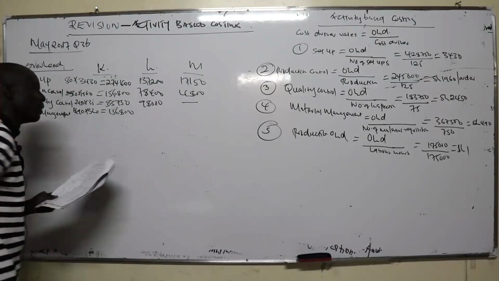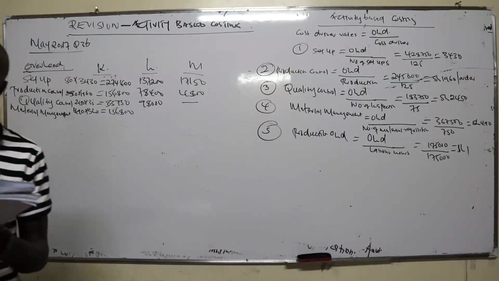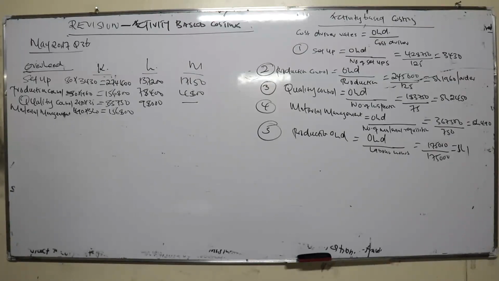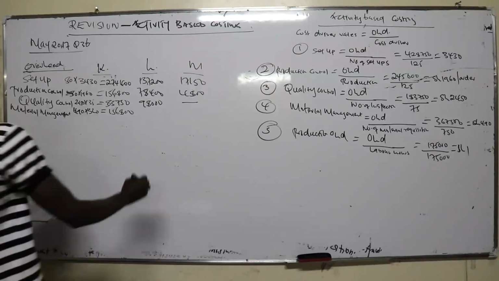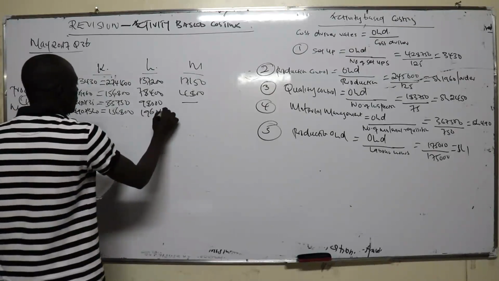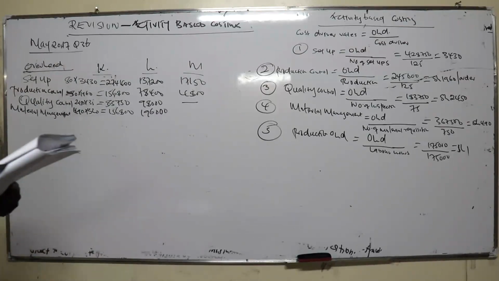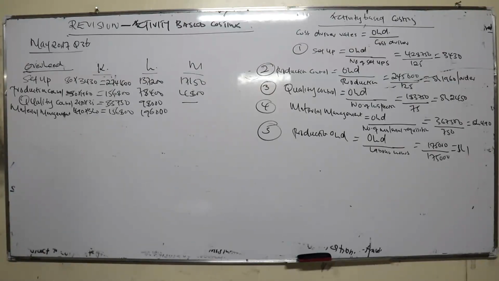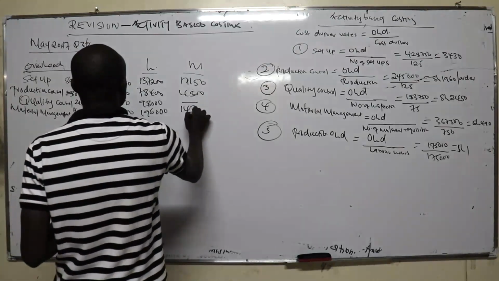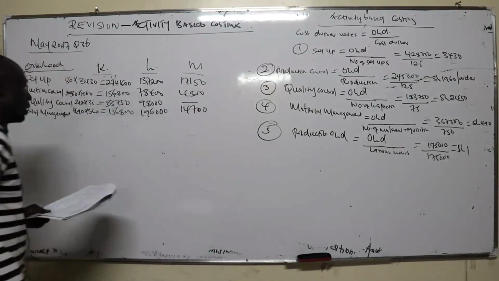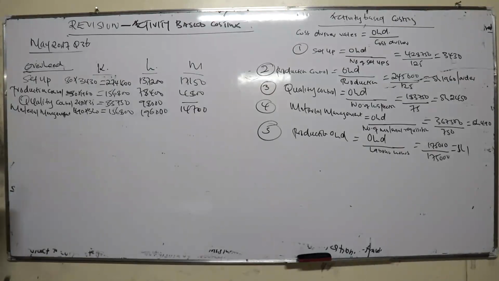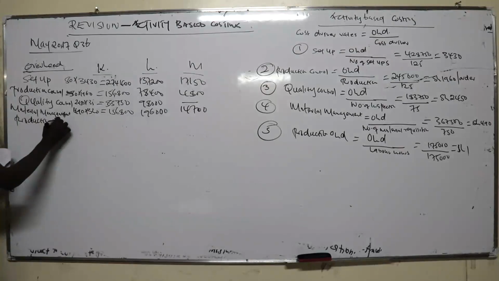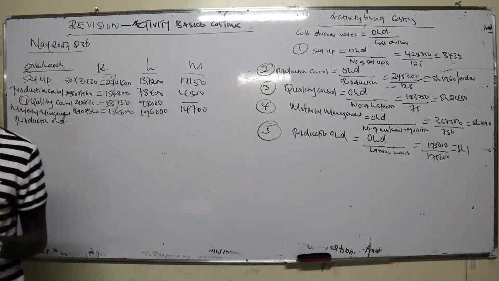The next one will be 490 times 400. This one will be 196,000. And the next one is 490 times 30, that one will give you 14,700. And then we have production overhead, the last one.